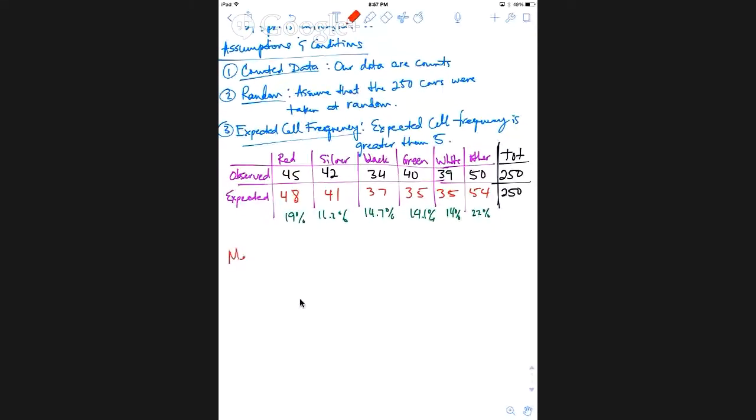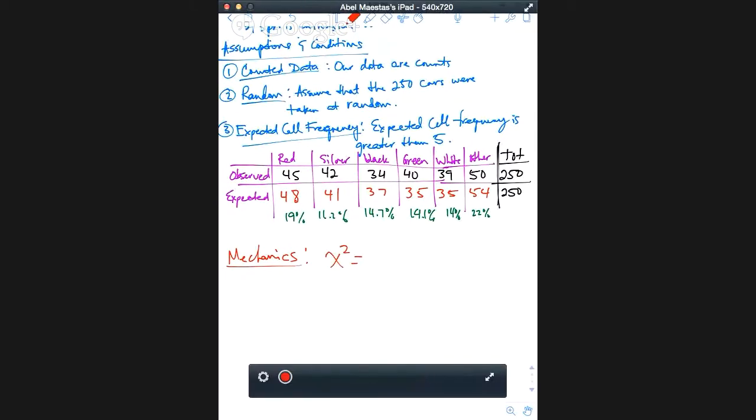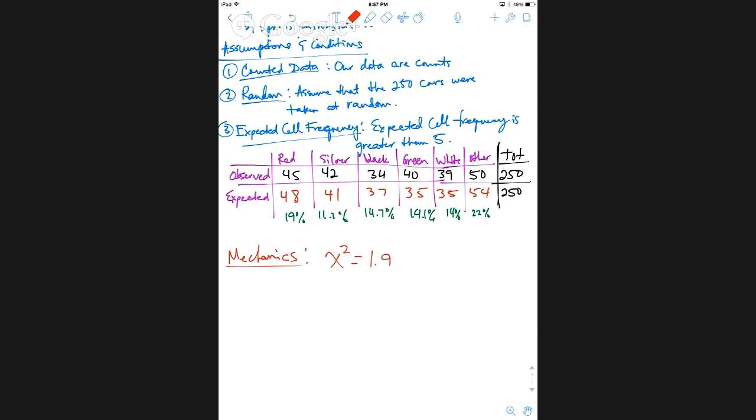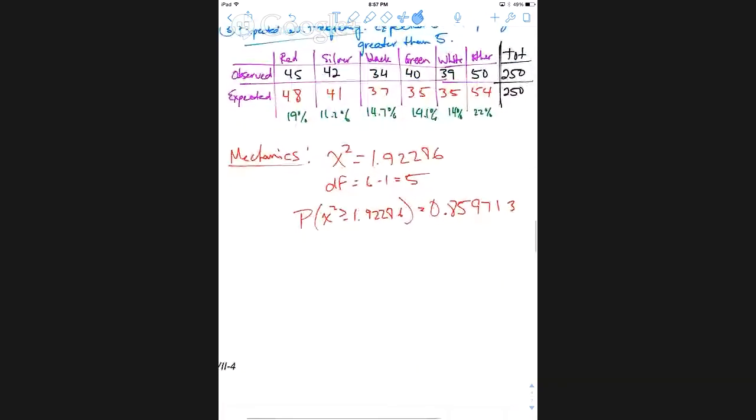So, our mechanics here. We got a chi-squared value of 1.92286 with 5 degrees of freedom and a p-value is going to be 0.859713. Okay, so that's a pretty big p-value. Let's go ahead and take us home. Take me home tonight. All right, here we go.